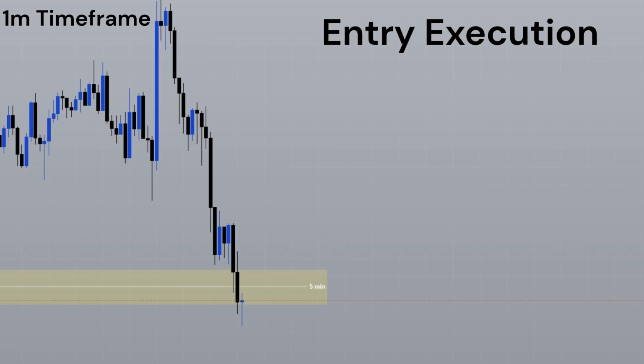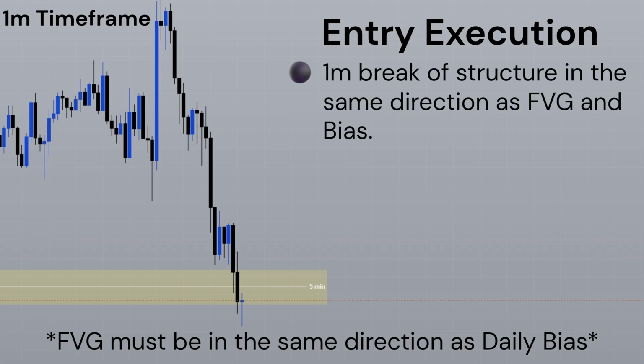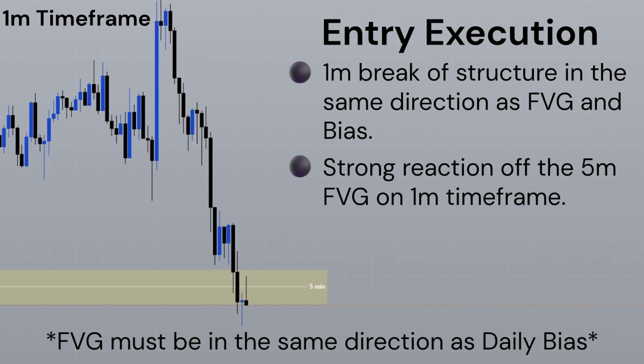Anyway, execution on this strategy is as follows. Once price has drawn into your 5-minute fair value gap that is the same direction as your daily bias, bullish daily bias would need a bullish fair value gap and vice versa. Wait for either a 1-minute break of structure within or out of the fair value gap, bullish, and enter, or a strong reaction off the fair value gap.